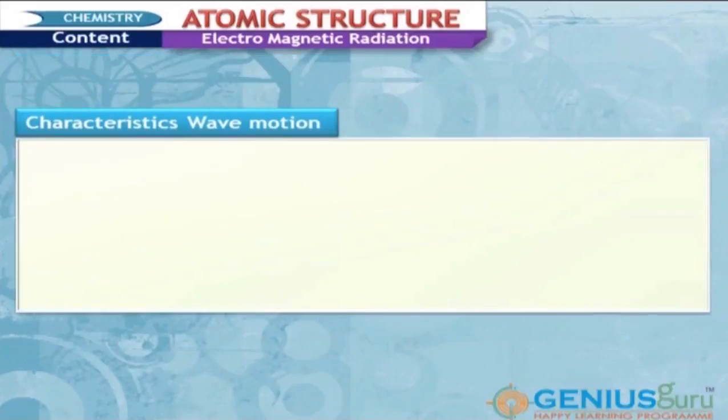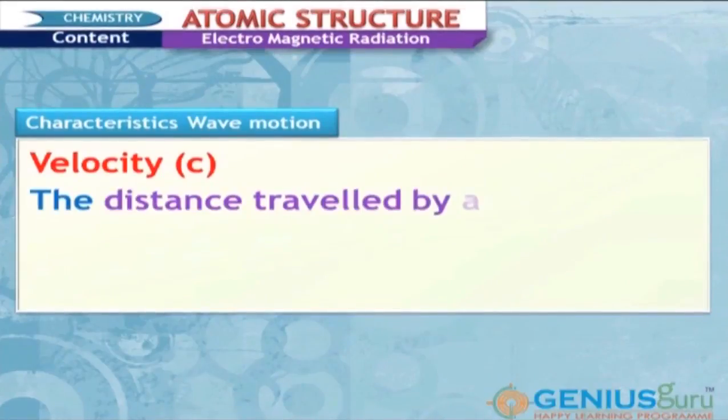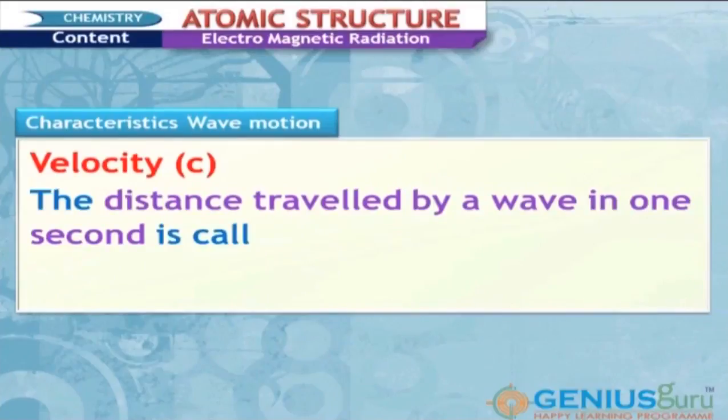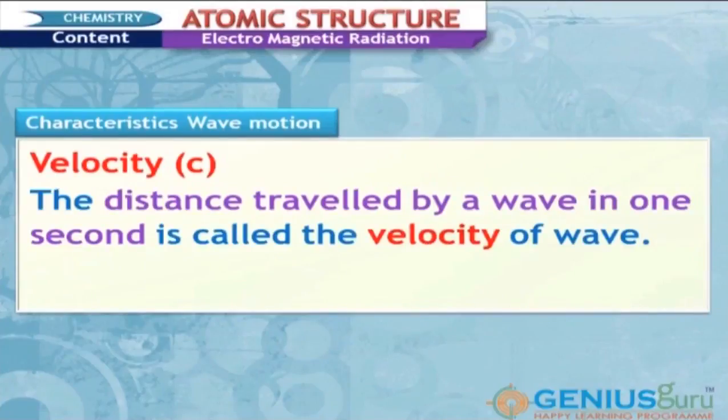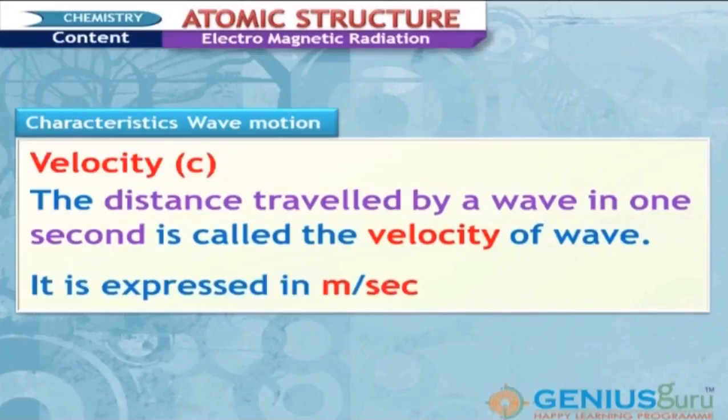Coming to another characteristic, that is velocity. As we know, velocity is the distance traveled by a wave in 1 second, which is called the velocity of the wave, and it is represented with the letter c. c represents the velocity of light or wave. Now, what are the units? Here the units are meters per second or centimeters per second.